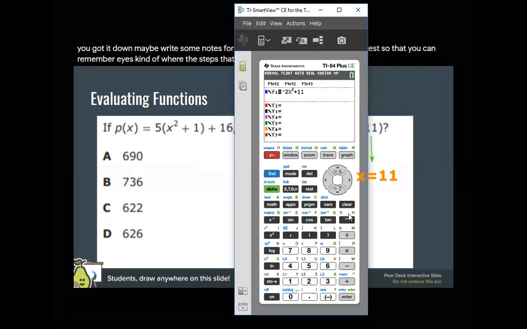So I'm going to hit y equals. I'm going to hit clear. I'm going to type in my equation, which is this right here.